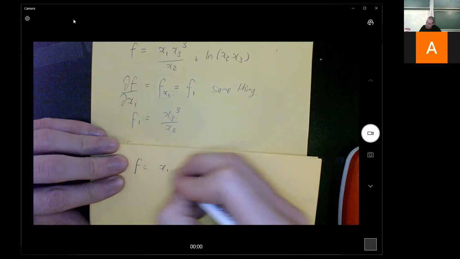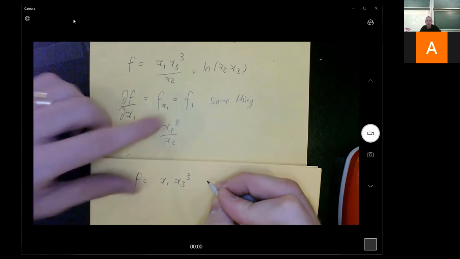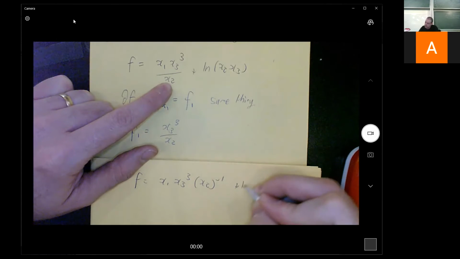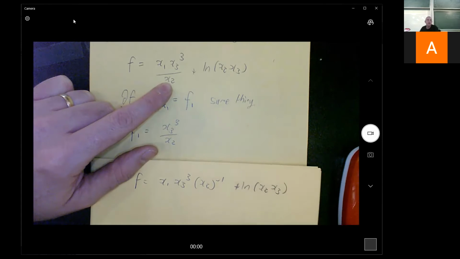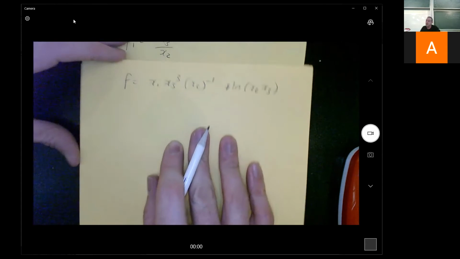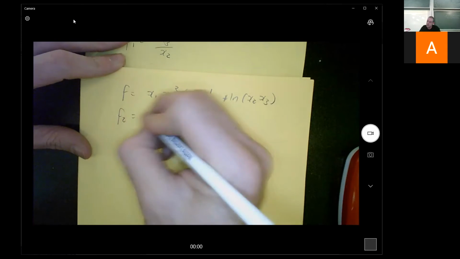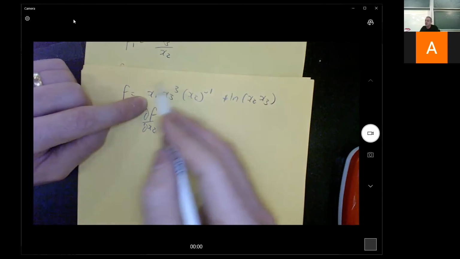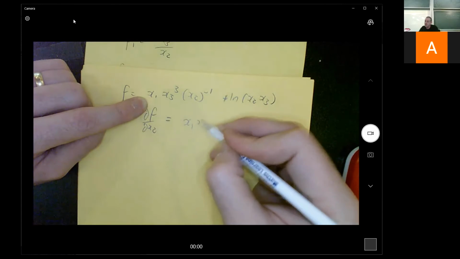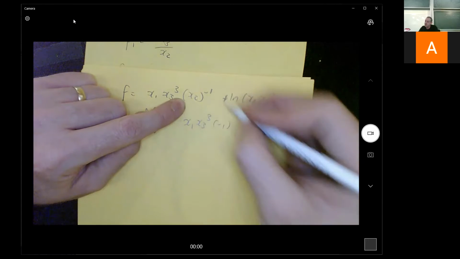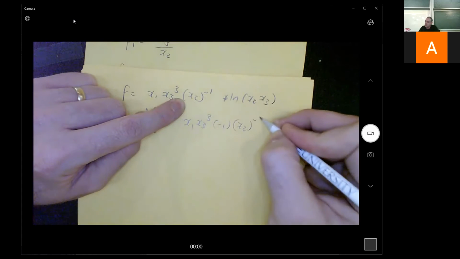So f is x1, x3 cubed, and that x2 would count as x2 to the negative 1. I find it easier to do derivatives when it's written as a power. So I'm just going to write it like that for the purposes of this one. So then f2 would be df on dx2. So this is a constant multiplied on, so it will still be there afterwards. And then I will multiply by the current exponent and put the exponent down by 1.